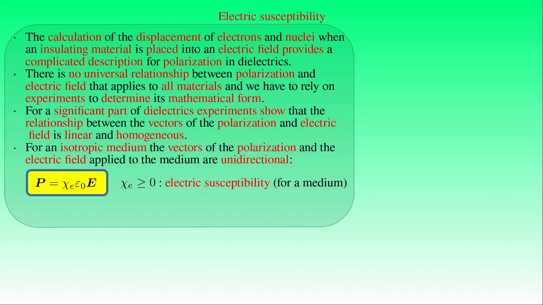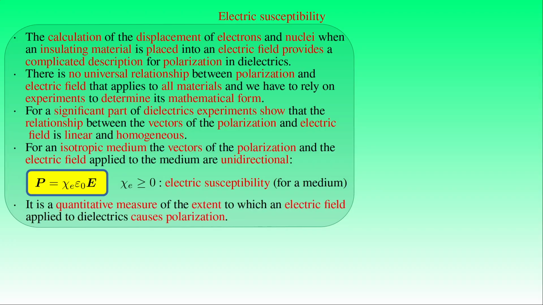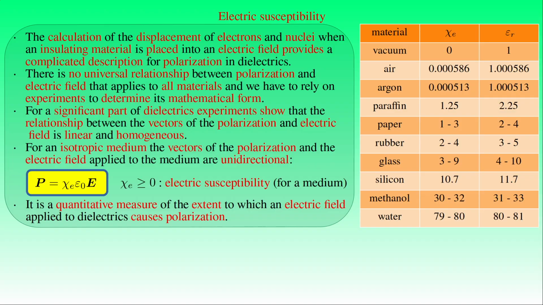Chi is called the electric susceptibility of the medium, and it is the quantitative measure of the extent to which an electric field applied to a dielectric material causes polarization. This table shows the electric susceptibility and the relative permittivity for a vacuum and some substances, from air with the lowest values to water with the highest ones. Here we can see that these values span several orders of magnitude, indicating their strong dependence on the atomic or molecular structures of different substances.